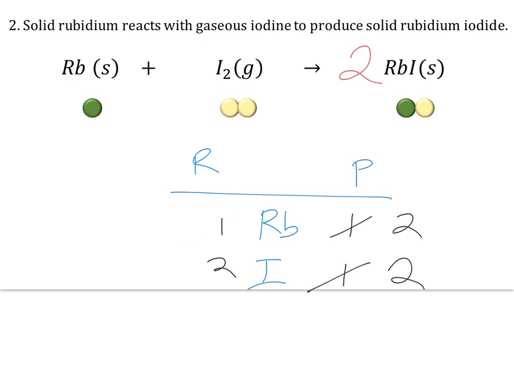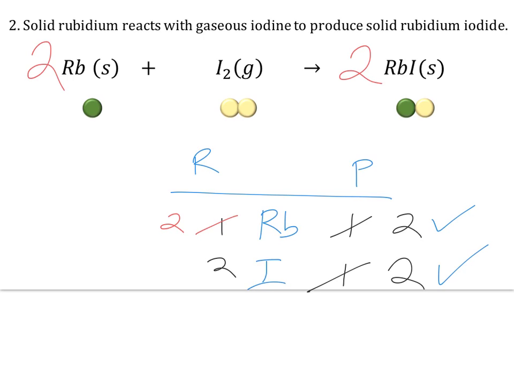I need to fix this side of the reactant. We need to put a 2 out here in front of the rubidium. When I do that, now I have 2 rubidium in my table. Now I've got 2 rubidium on each side, and I've got 2 iodine on each side. So we're in good shape. And now we know that we've balanced that equation.